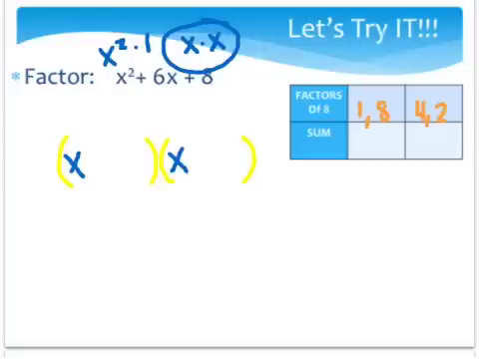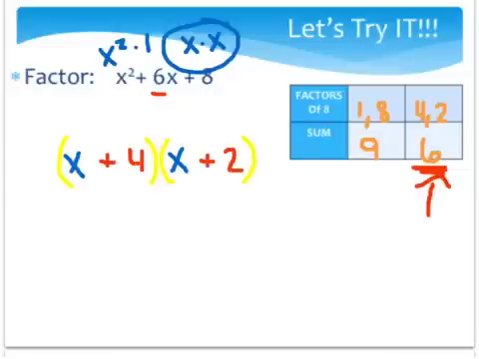Now remember, they have to add or subtract to give me the middle term. So let's go ahead and find the sums. That's going to give me 9 and that's going to give me 6. Which pair do you think I'm going to use? Quite obviously I'm going to use this one, because it matches up with my middle term. So I'm going to use 4 and 2, and for right now it's just plus plus because I need to make a positive 6.